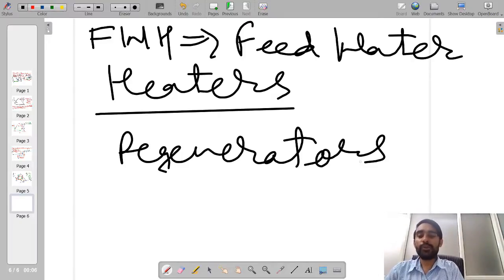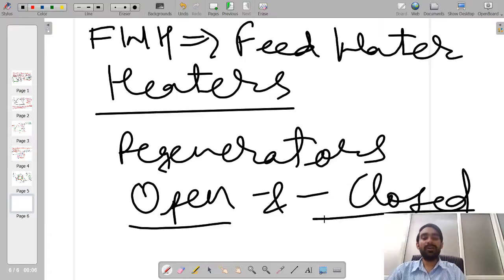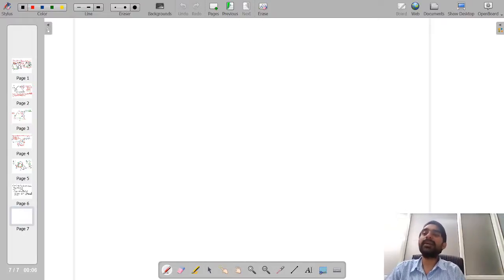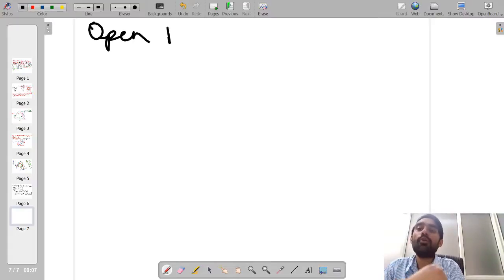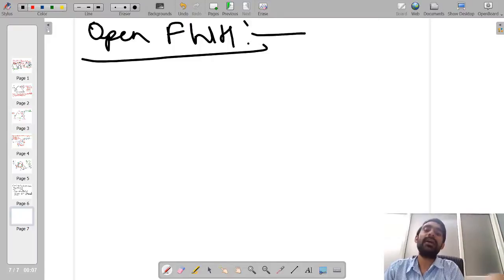Now we have two types of feed water heaters in practical scenarios. One is known as an open feed water heater and the other is known as a closed feed water heater. So let us now see one by one the practical applications of open and closed feed water heaters. Let us first take the case of an open FWH. This is nothing but a Rankine cycle with an open feed water heater.